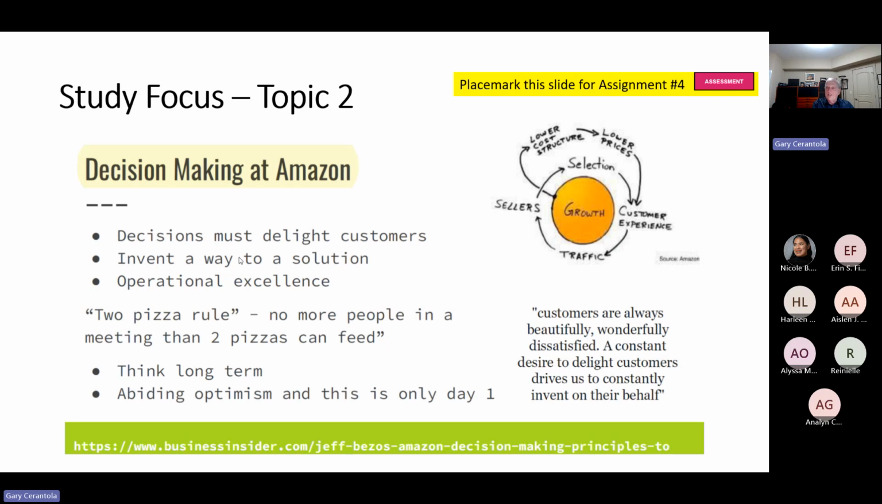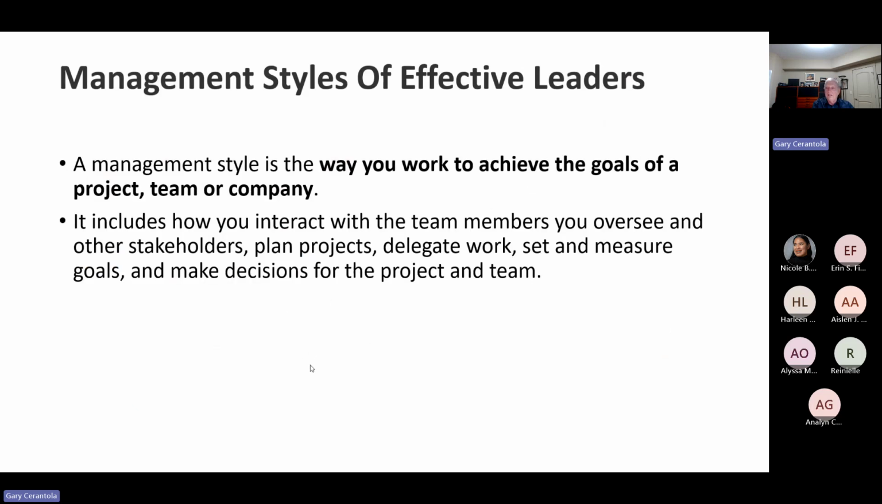And just understand, this is a place mark here for assignment number 4. Go to this slide and have a good read of what this is all about, to answer the Amazon questions in assignment number 4. Here's the 2 pizza rule that I talked about. Bezos brought in: no more people in a meeting than 2 pizzas can feed. That really gets down to optimum decision making.